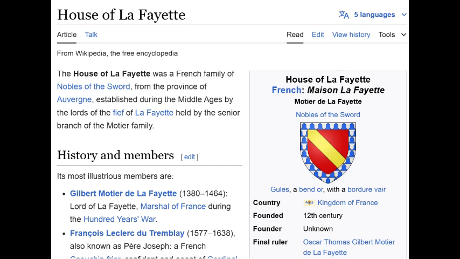The House of Lafayette was a French family of nobles of the sword from the province of Auvergne, established during the Middle Ages by the lords of the Fief of Lafayette, held by the senior branch of the Moutier family. So it was allegedly founded in the 12th century in the Kingdom of France. And, of course, we've never seen, you know, royal houses completely fabricated, where the evidence of their existence doesn't add up. That couldn't happen, right?